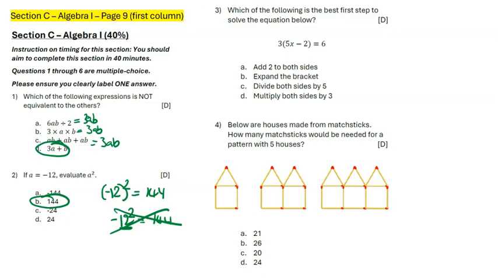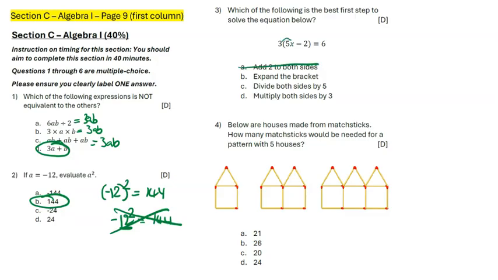So on to 3, which of the following would be the best first step to solve this question here? So there's a few different ways you can actually solve this question. So we're looking for the best one here. The first option says add 2 to both sides. So if we add 2 to both sides like that, that doesn't work because this 2 here is locked away in a bracket. So that's not a good step. It's a good step to get the wrong answer, but not the right one.